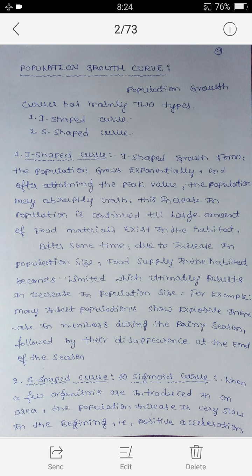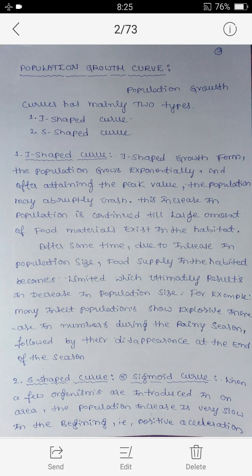In the J-shaped curve, the population grows exponentially and after attaining the peak value, the population may abruptly crash. This increase in population is continued till a large amount of food materials exist in the habitat.